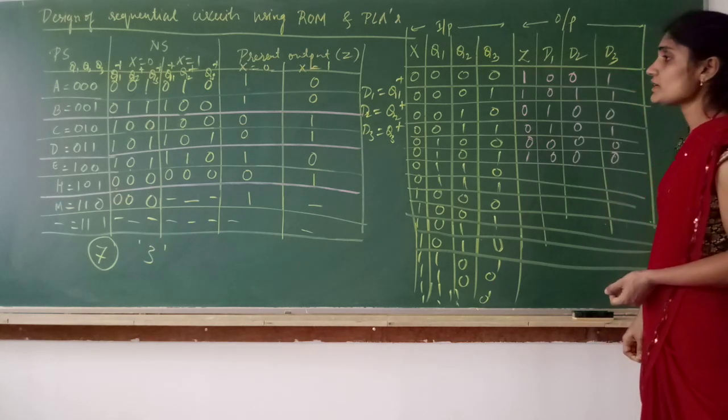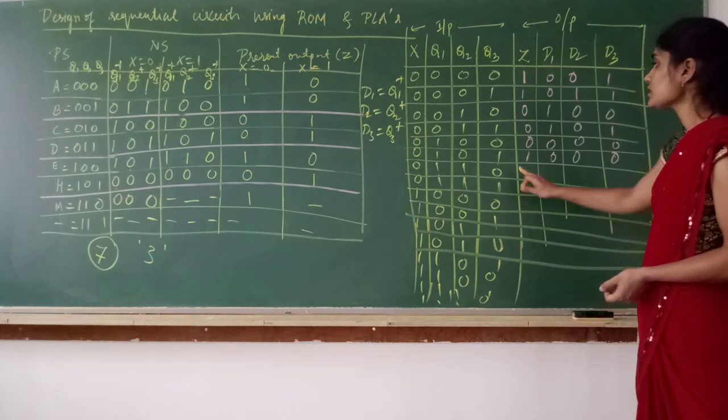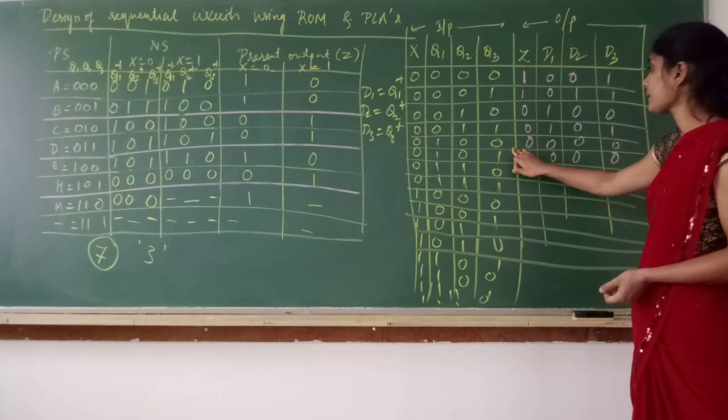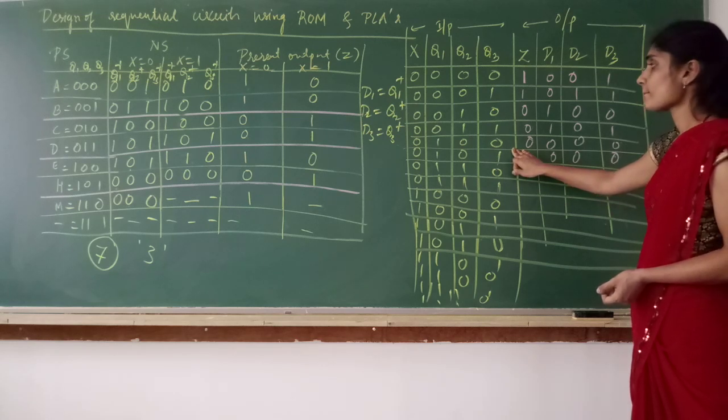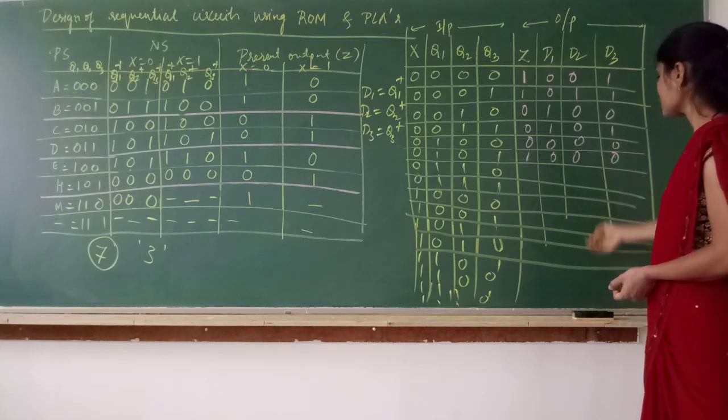Oh, I'm sorry. 0 1 0 0, right? Are we writing it correctly? 1 0 0. This is also 1 0 1, right?